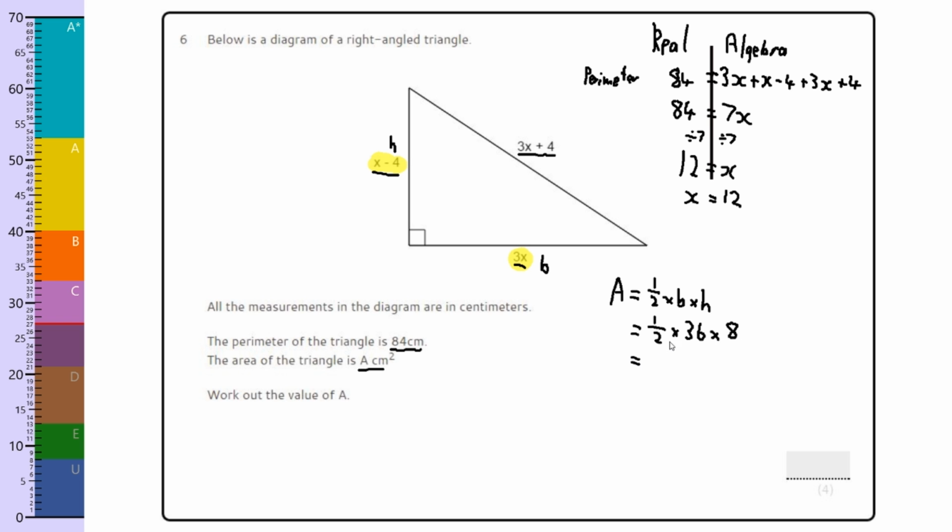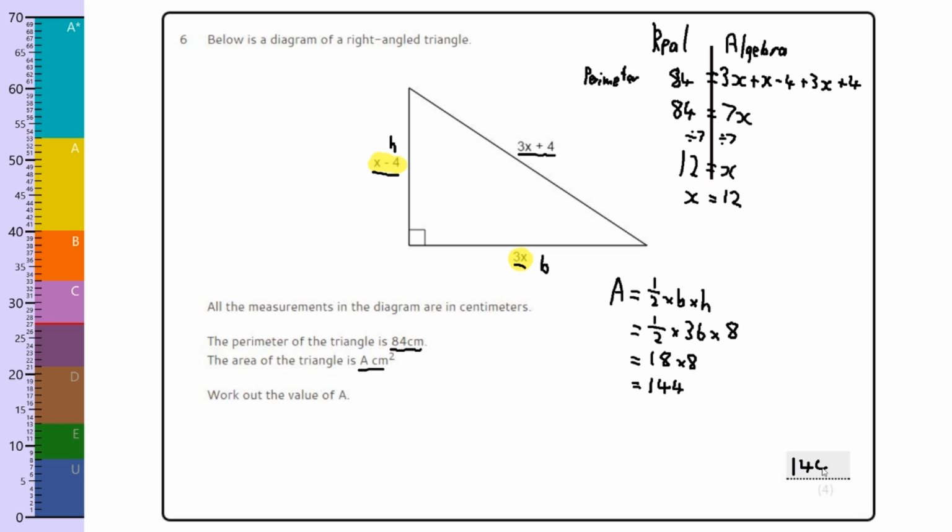Now I could do 36 times 8 and then halve it, or what you can do here is just halve one of these numbers. So because 36 is bigger, I'm going to halve that, and it's going to be 18 times 8. Okay, now I know that 10 times 8 is 80 and 8 times 8 is 64, so putting those two together I get 144. So the area is going to be 144.